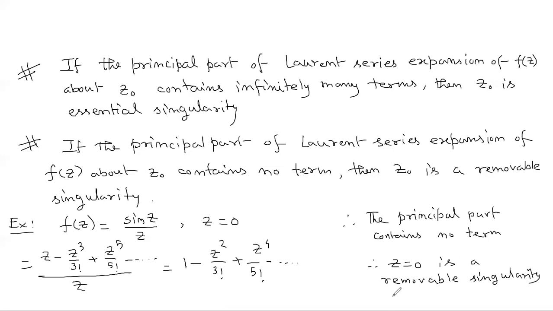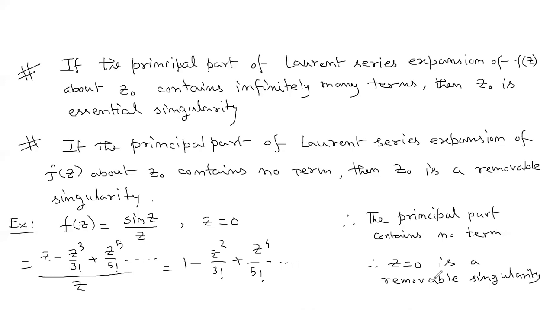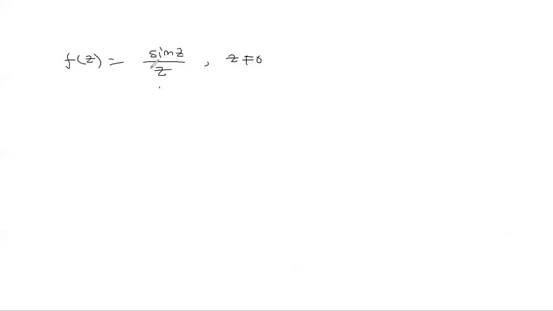And we can redefine the function f(z) as sin z by z whenever z is not equal to 0. And here the constant term is 1. So we'll assign the value 1 at the point z equal to 0 so that the function f(z) becomes analytic at the point 0.